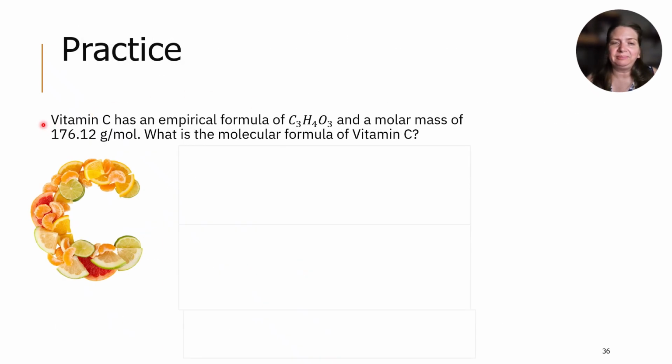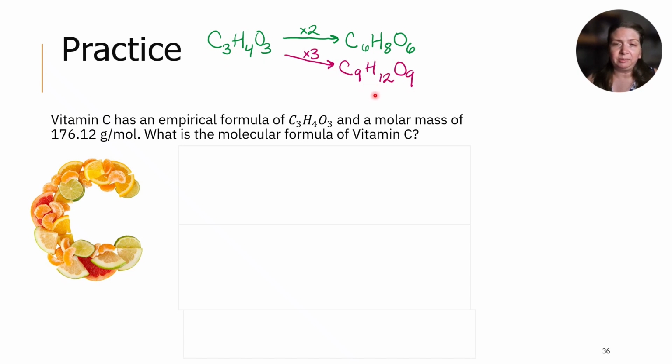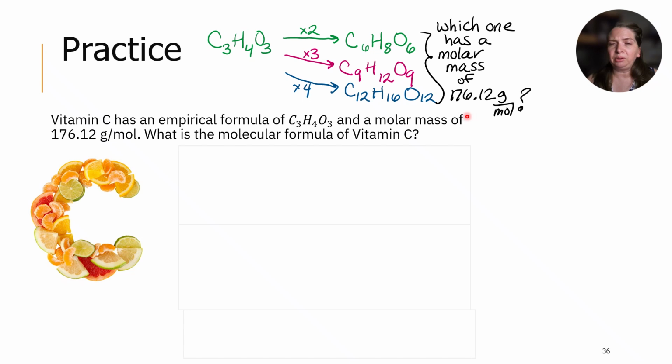Here's a practice problem for you. Vitamin C has an empirical formula of C3H4O3 and a molar mass of 176.12 grams per mole. What is the molecular formula of vitamin C? Remember that the molecular formula is a whole number multiple of the empirical formula. We do not know whether the molecular formula is twice the empirical formula, or 3 times the empirical formula, or 4 times the empirical formula. However, whatever the correct molecular formula is, it would have a molar mass of 176.12 grams per mole.